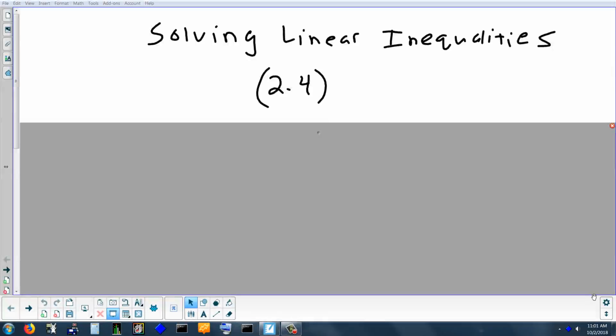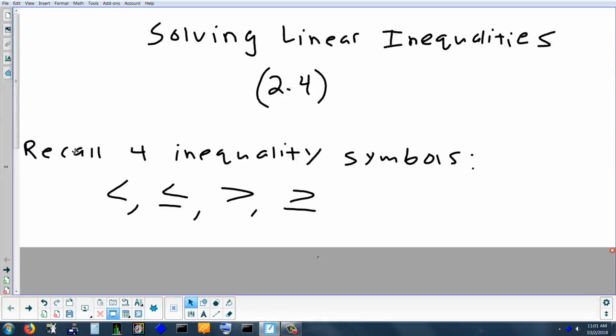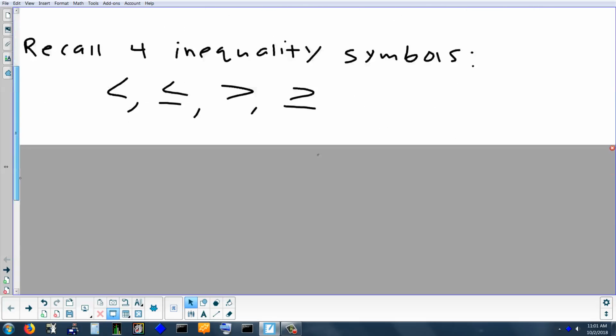Alright, so today we're going to take a look at section 2.4, which is on solving linear inequalities. You're not going to be looking at inequalities that have any exponents of like 2 or 3. It's going to be simple linear inequalities. So what makes something an inequality? It has one of these 4 symbols in place of an equal sign. That's all. So it's got either a less than, less than or equal to, greater than, or greater than or equal to.